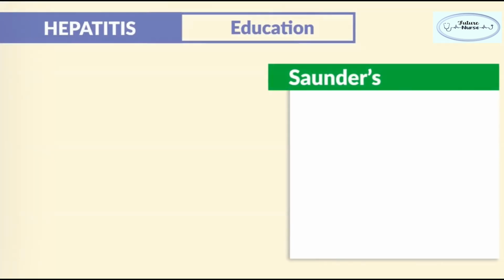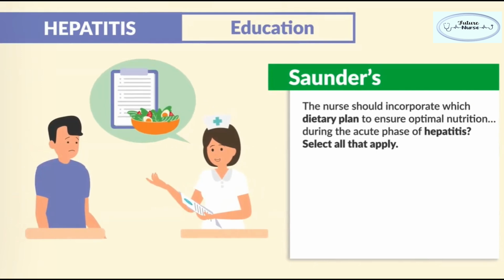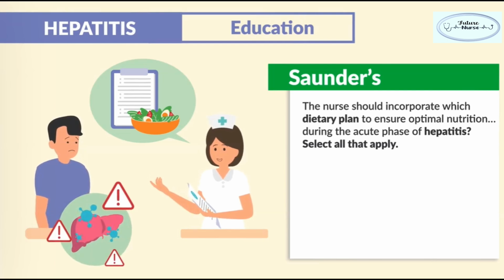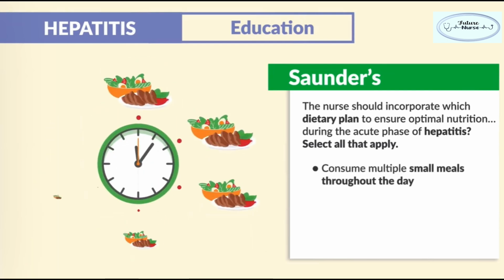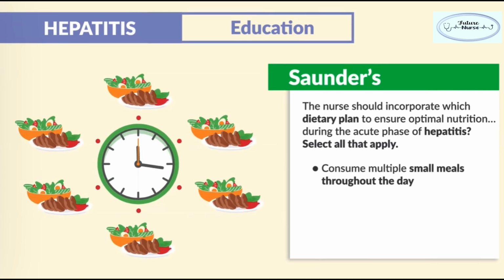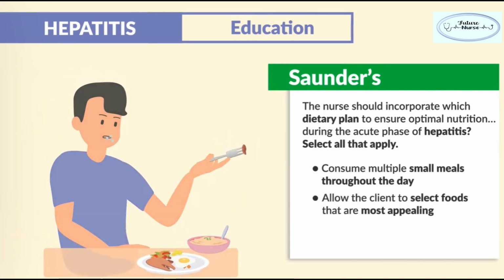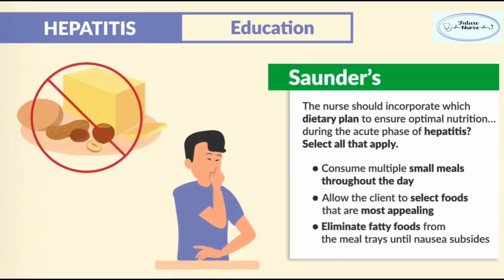Now, Saunders had a question about diet. So the nurse should include which dietary plan to ensure optimal nutrition during the acute phase of hepatitis. Select all that apply. So consume multiple small meals throughout the day, allow the client to select foods that are most appealing, and eliminate fatty foods from the meal tray until the nausea subsides. So you see how those key words are worked in to the select all that apply questions.